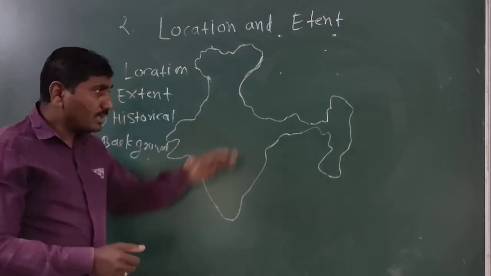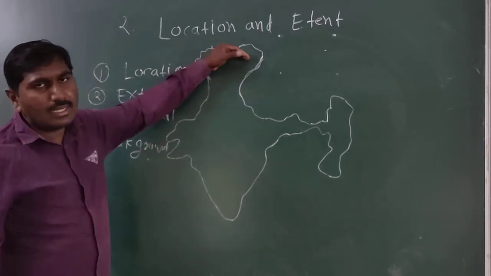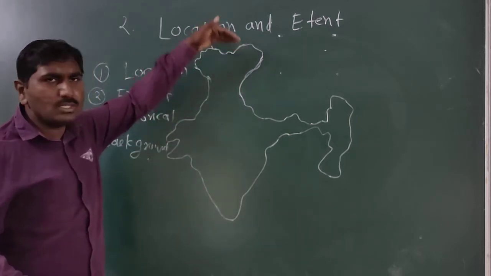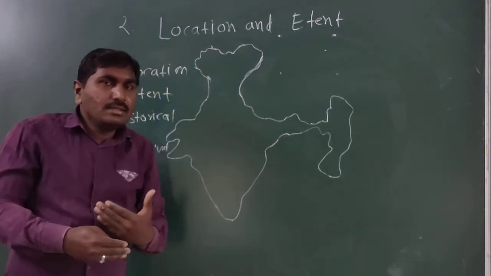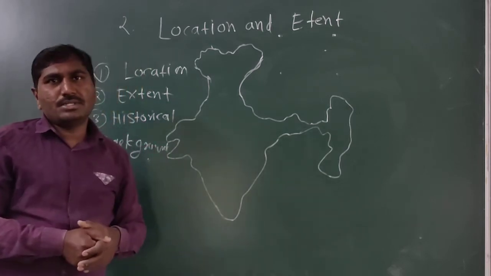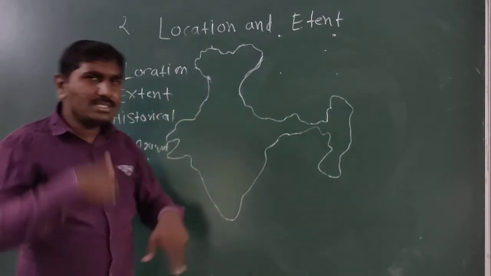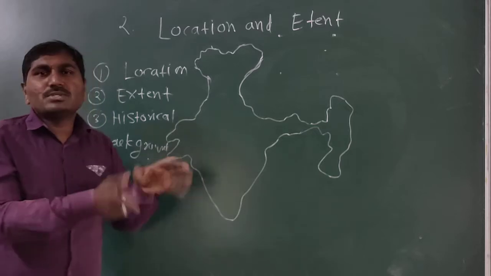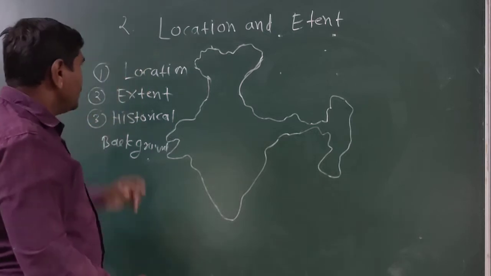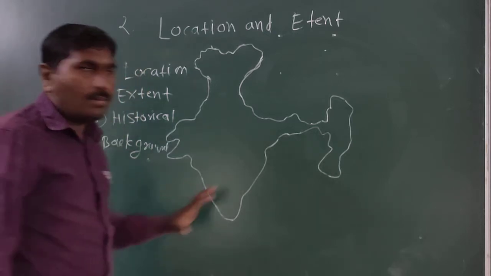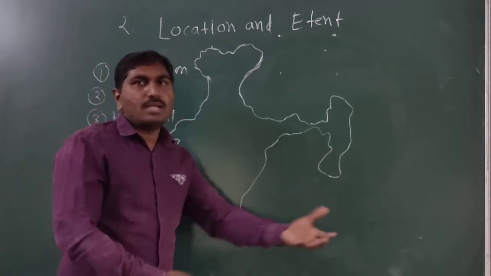For example, in India the southern area has more temperature and the northern area has less temperature, where we can see snow falling areas. But Brazil has the opposite climatic condition when we compare with India. Brazil's southern area is cool and northern area is hot. So it is a completely opposite factor. Now in this lesson we have to study location, extent, and historical background of India and Brazil. First of all we will start with India, and afterwards Brazil.